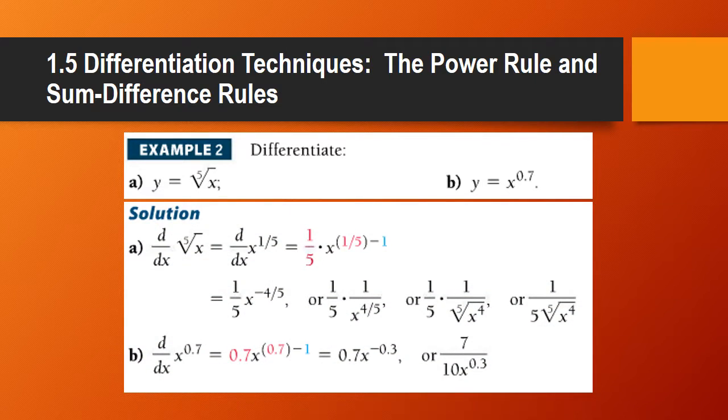Okay, same process. What we're going to do is bring the power down front and then reduce the power by 1. Now, we don't want to leave a negative power, so we do want to write that as 1 over. And notice also that the power was rewritten as a root.